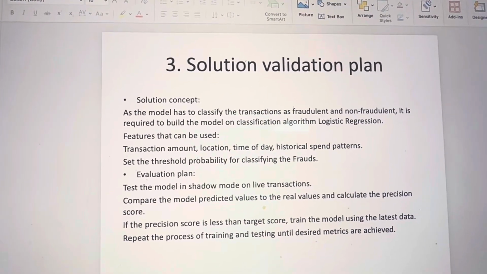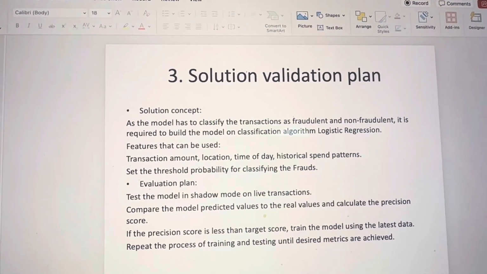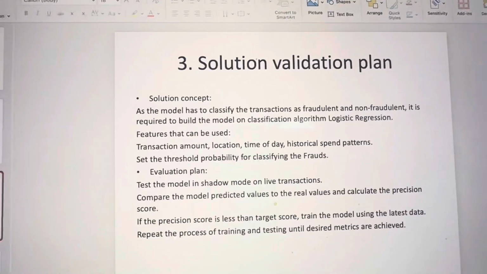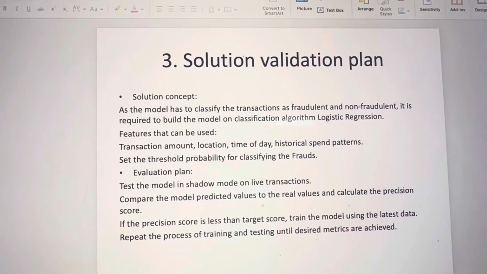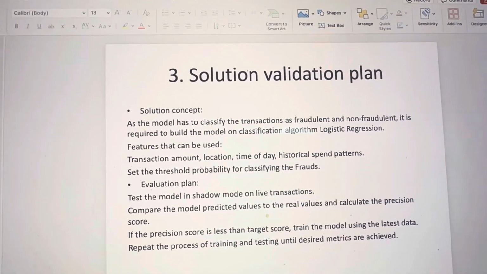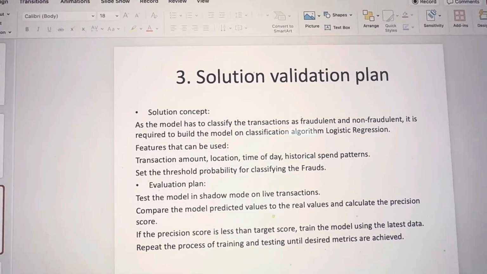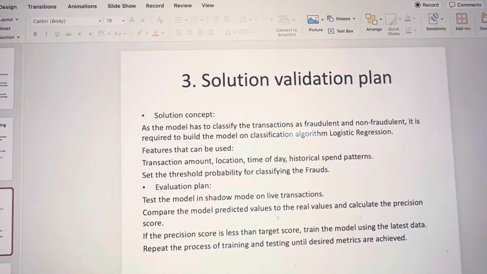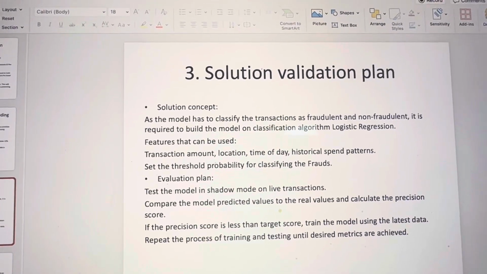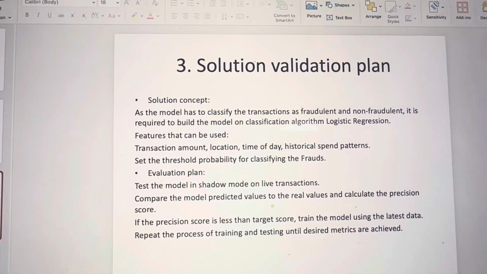And the features that we can use are transaction amount, location where the transaction happened, the time of the day, the historical spending patterns of the users, and we can add more features as we go. And while using logistic regression, we have to set the threshold of the probability for identifying the transaction as fraudulent or not. Here we can set the threshold as 0.7, and anything with a probability greater than 0.7 can be considered fraudulent, and less than 0.7 can be considered non-fraudulent.